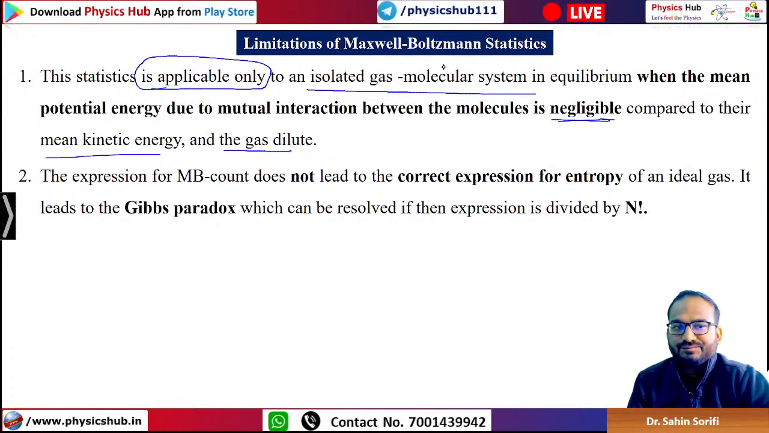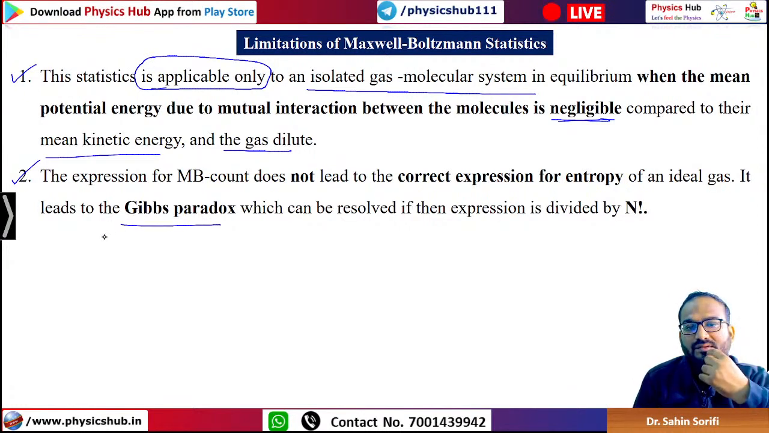And another limitation comes from the Gibbs paradox. The expression for MB count does not lead to the correct expression for entropy of an ideal gas. It gives a paradox, which we can resolve by dividing the expression by n factorial. We have already talked about this Gibbs paradox.